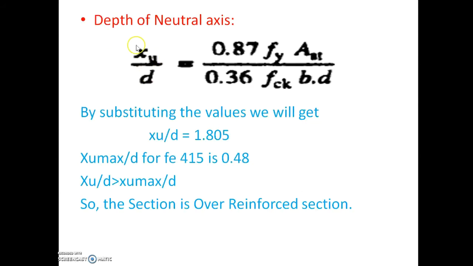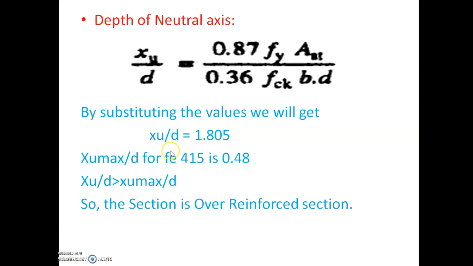So first of all, we have to calculate the actual depth of neutral axis. The formula is xu by d is equal to 0.87 fy Ast by 0.36 fck b d. By substituting the fy, Ast, fck, b and effective depth values, we will get xu by d is equal to 1.805. So after calculating the xu by d value, for Fe415 steel, the xu max by d value is 0.48, which is already given in the IS 456 code.